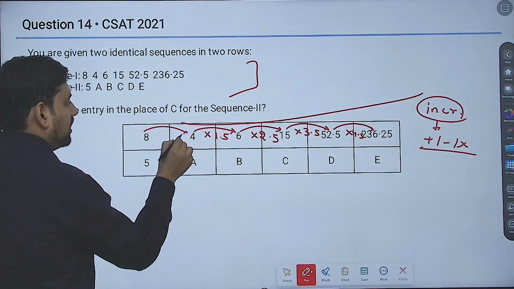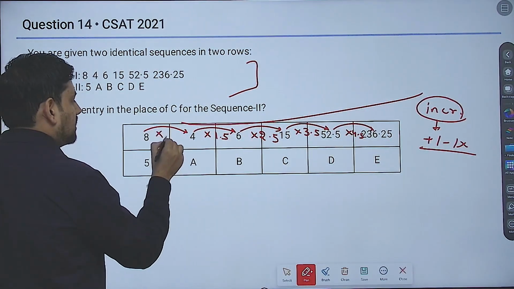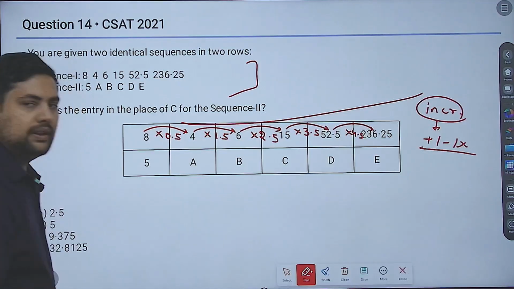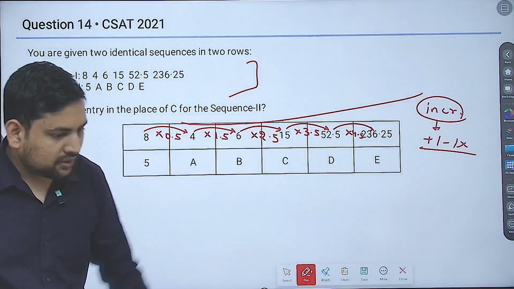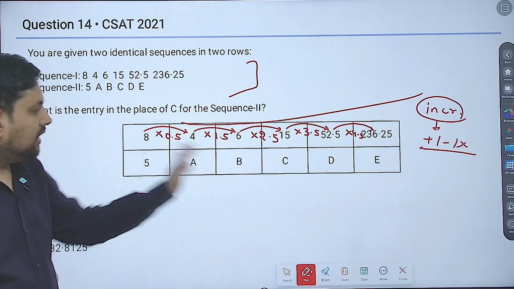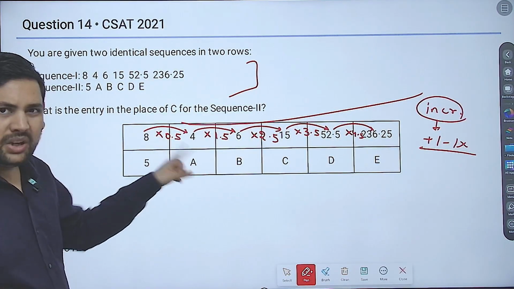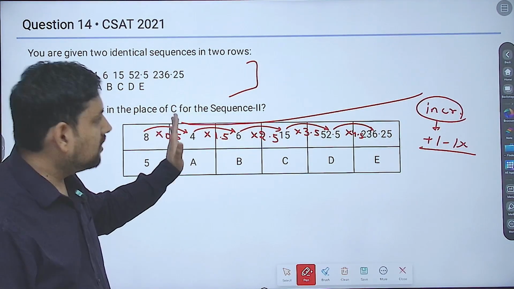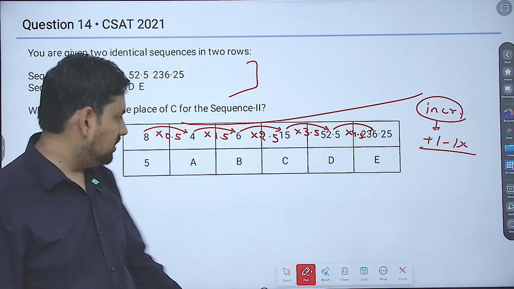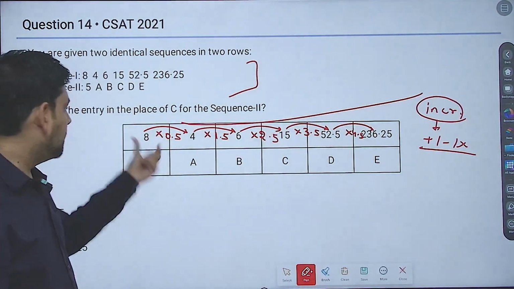If you backtrack, this is multiplication by 0.5. So 8 to 4 is 0.5, then 1.5, 2.5, 3.5, 4.5. This is actually the pattern. Now if you start seeing from 8 to 4, it becomes difficult. That's why start from where the series has a constant pattern of increasing or decreasing. So start from here, backtrack, and you get to this.